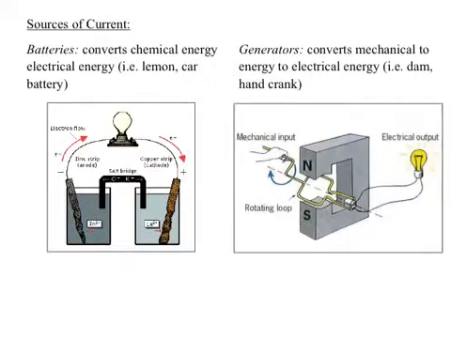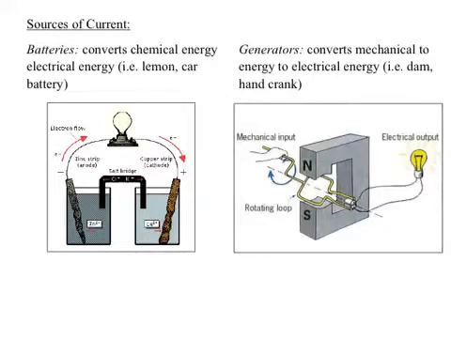So we're going to look at two sources that generate current. The first example is batteries, and batteries convert chemical energy into electrical energy. You're looking at a battery that has an anode and a cathode, and that anode and cathode create a potential difference, and the current is carried throughout. The second is a generator, and a generator converts mechanical energy to electrical energy. Examples of this are hand cranks, a dam, a steam engine, a combustion engine, a wind turbine, a lot of different examples there.